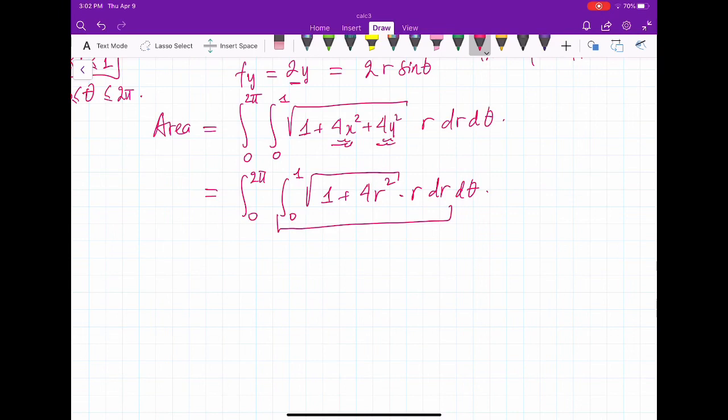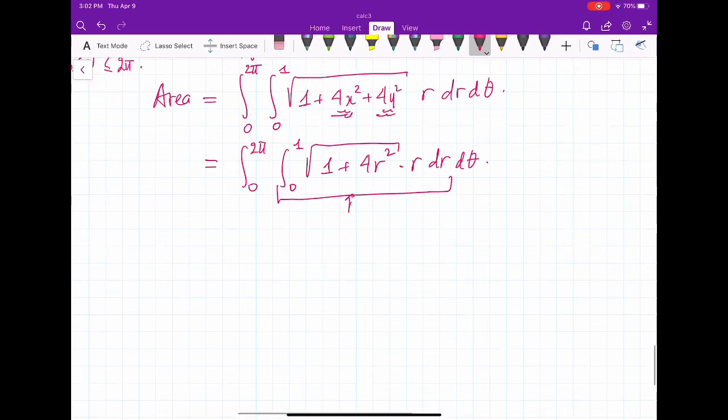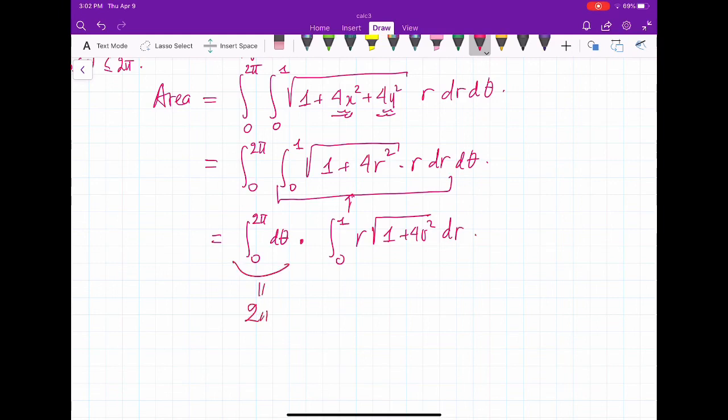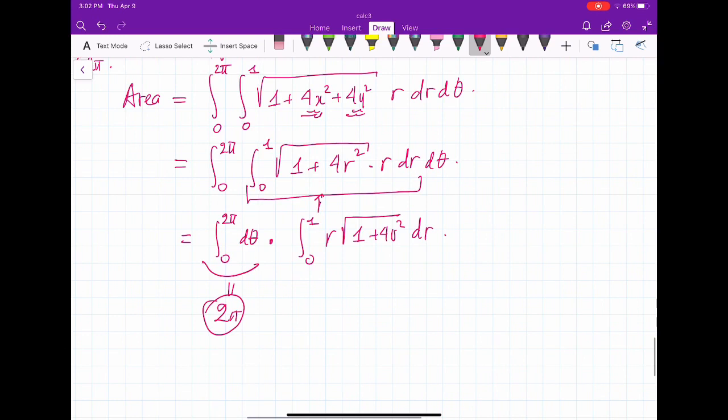But one special thing in this double integral is, since the inside integral does not depend on theta, we can write this as a product of two integrals. So that is 0 to 2 pi d theta times the integral from 0 to 1 of r square root of 1 plus 4r squared dr, right? The first guy is just 2 pi. We only need to find the second guy.